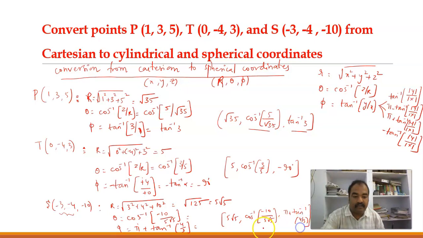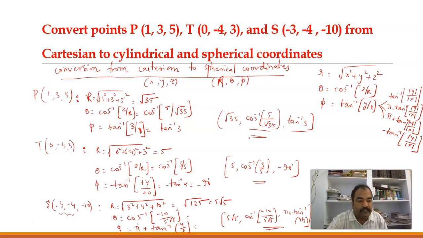These are the spherical coordinates for your given 3 points. Okay, so I hope that you can solve these problems if asked for short answer questions. Thank you. We'll see the next problem now.